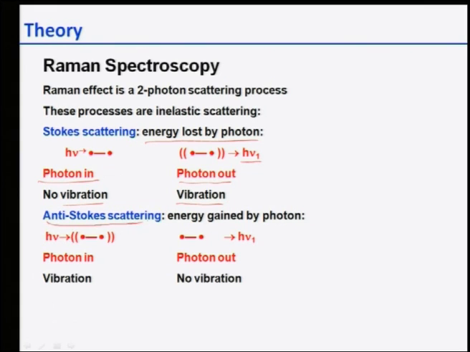In anti-Stokes scattering, energy is gained by the photon instead of lost. So, what happens, you have a photon in and there is a vibration. And then the molecule absorbs a photon. So, some photon goes out, but energy is gained by the photon in this way. So, there will be no vibrations. But there are two kinds of scattering, as you see, in one energy is lost by the photon, in the other energy is gained by the photon, and both are inelastic scattering type. They are called Stokes and anti-Stokes.